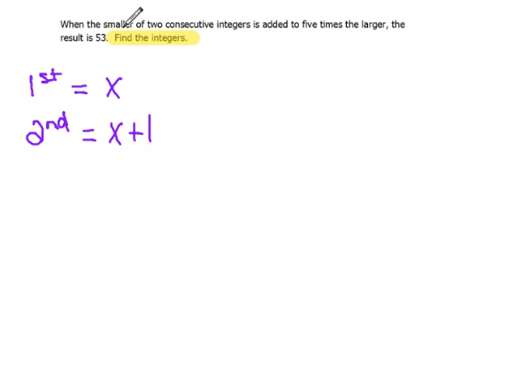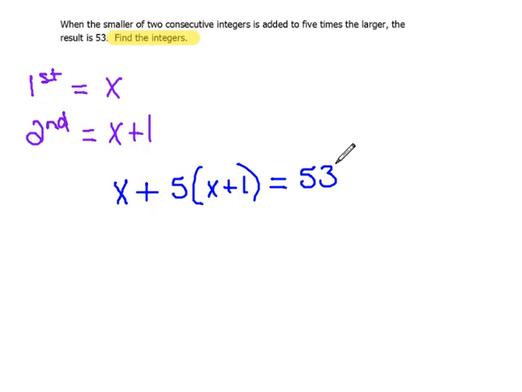So it says when the smaller. Well, thinking about how we've listed out these variables, this one would have to be smaller because it has to be the first of those integers. So it says when the smaller is added to 5 times the larger. Well, that means the x plus 1 has to be the larger one. The result is 53. There's our equation. So now it's just a matter of solving our equation.